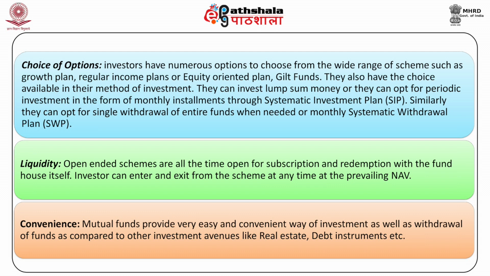They have a choice available in their method of investment too. They can invest in one single go, which we call lump sum money, or they can opt for periodic investments in the form of monthly installments through systematic investment plan, SIP schemes. Similarly, they can opt for a single withdrawal of the entire funds they have in their mutual fund scheme, whensoever required, or may adopt a monthly withdrawal plan.